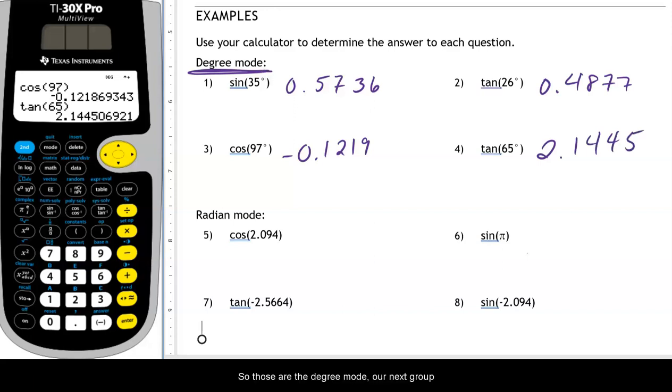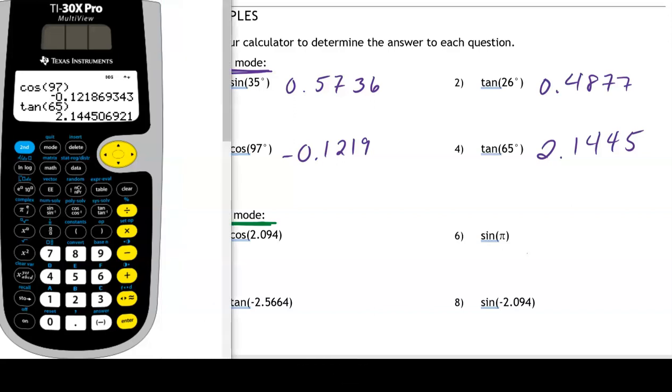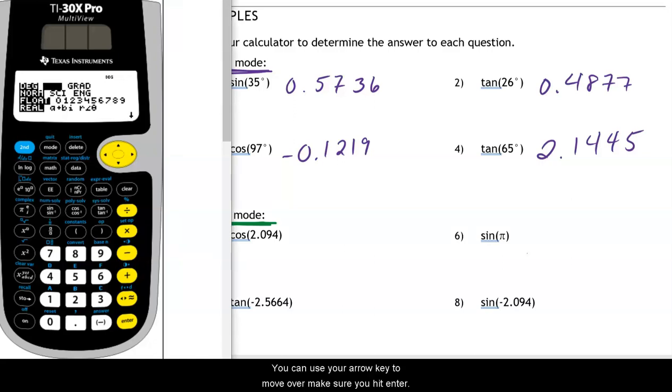Our next group is radian mode. Okay, so we're going to need to change the setting on our calculator. We'll go to mode. You can use your arrow key to move over. Make sure you hit enter, so that now if I move over, it's still got that one highlighted. Wherever I move to, radian is highlighted. And you can see up in the top corner how my calculator now says RAD for radian.